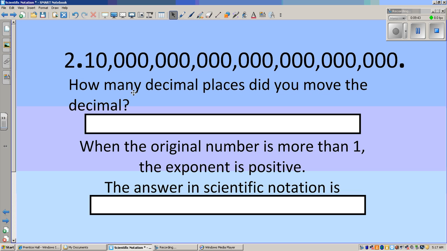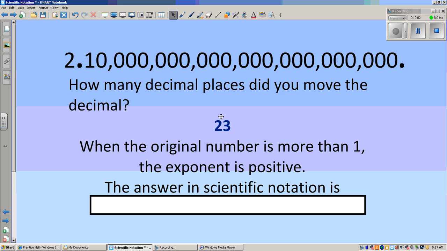Okay, so now how many decimal places did we move the decimal? Remember, we started here at the end and we moved it all the way over here between the 2 and the 1. Count how many decimal places we moved it. Hopefully, you're going to say 23. So again, our goal is to write it in scientific notation. That's A times base 10 to some integer.